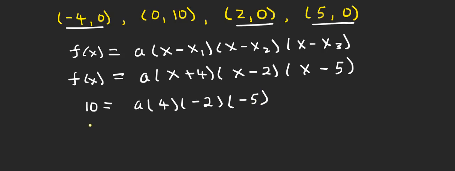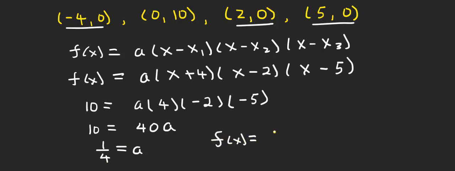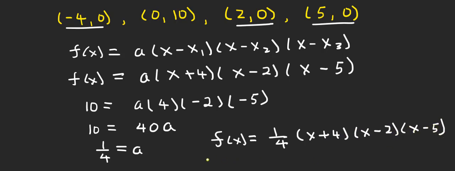So when you multiply this, you're going to get 10 equals 40a. Therefore, a is equal to 1 over 4. So our f of x is going to equal 1 over 4 times quantity x plus 4 times x minus 2 times x minus 5. So this will be the cubic polynomial which passes through these 4 points.